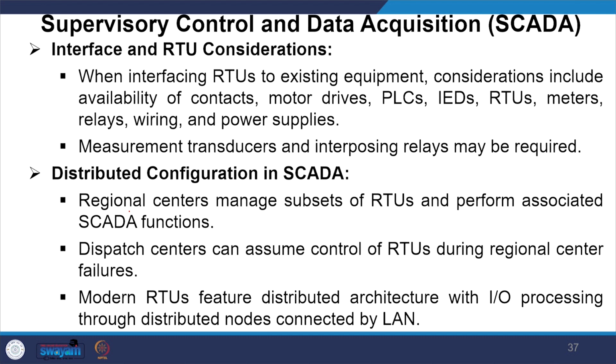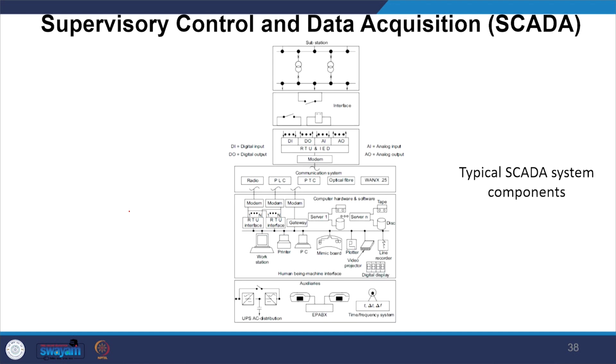In a distributed configuration in SCADA, the regional centers manage a subset of RTUs and perform associated SCADA functions. Dispatch centers can assume control of RTUs during regional center failures. Modern RTUs feature distributed architecture with I/O processing through distributed nodes connected by LAN. So the typical SCADA system components are given in the following figure, and I suggest everyone carefully go through it.